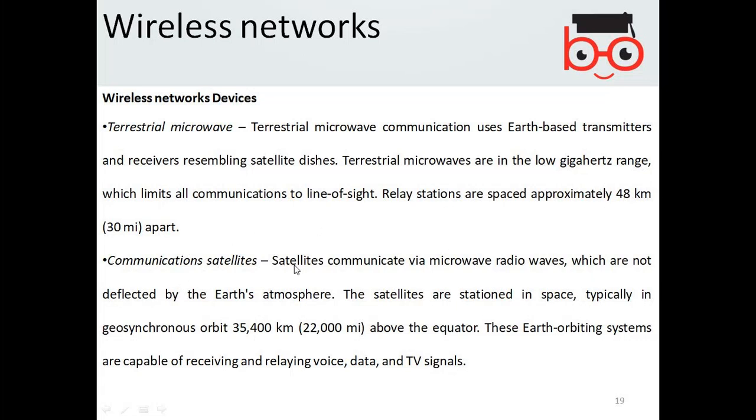Communication satellites use microwave radios, which are not deflected by the Earth's atmosphere. The satellites are stationed in space, typically in geosynchronous orbit at 22,000 miles. So when you say communication satellites, they are stationed up to 22,000 miles above the equator. These Earth orbiting systems are capable of receiving and relaying voice, data and TV signals.